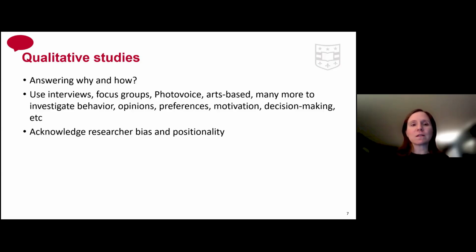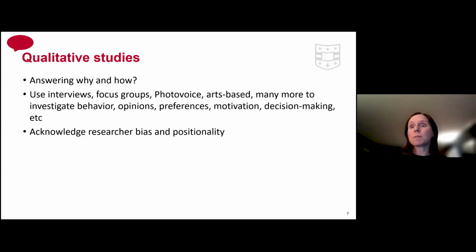But when you're analyzing something like an interview or focus group information, you have to realize that your reading may be different than somebody else's reading of the interviews or the focus groups, based on where you come from. So it's just really important to notice that inherent bias, but also your positionality and how that may be different from somebody else's.